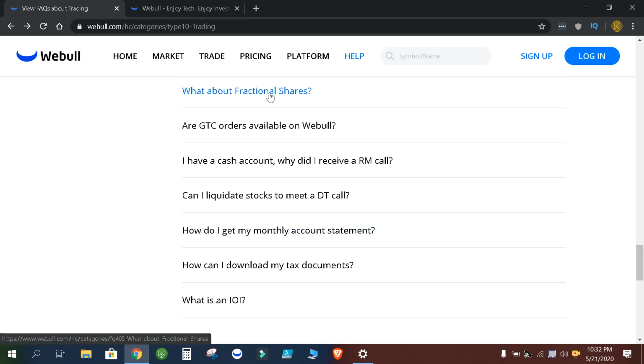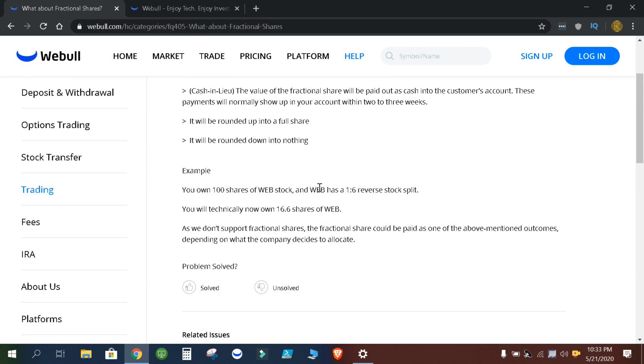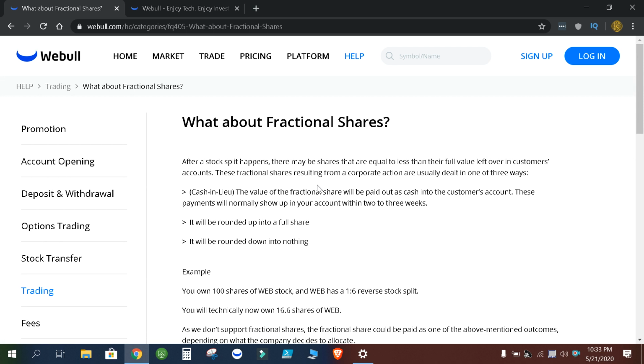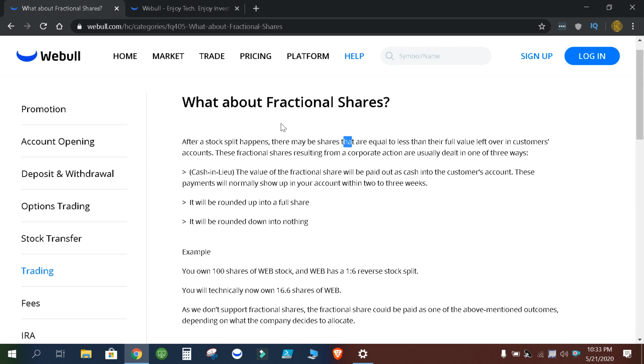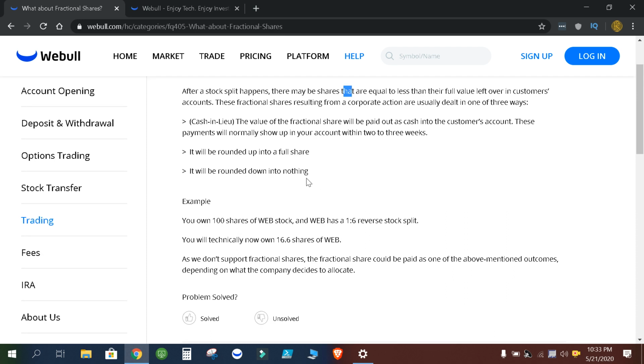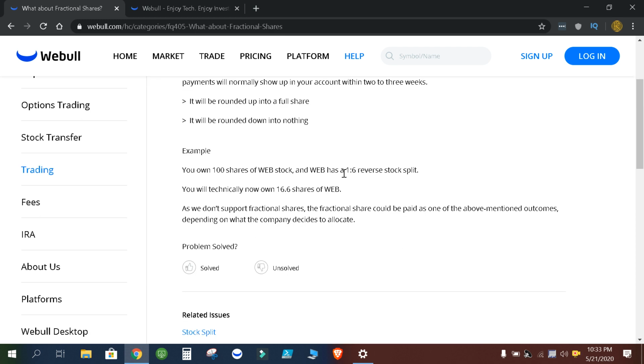Fractional shares is when you're purchasing, literally self-explanatory, a fraction of a share. I actually don't even know that Webull supports fractional shares. That's actually, I'm learning something here myself. So they're referencing the stock split. There may be shares that are equal to less than full value. I'm aware of that. Cash in lieu, divide the fraction shares. Okay, so they're just talking about basically if you purchase a stock and then it gets split to where it's less than the original share, that they'll round up or round down if it's a full share, or vice versa, and then they'll cash out the fractional shares.